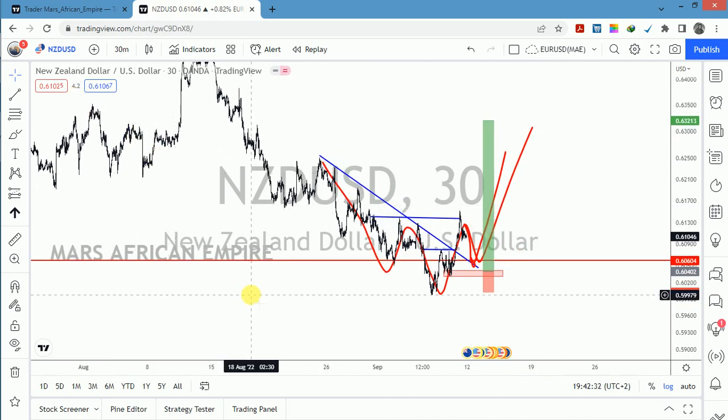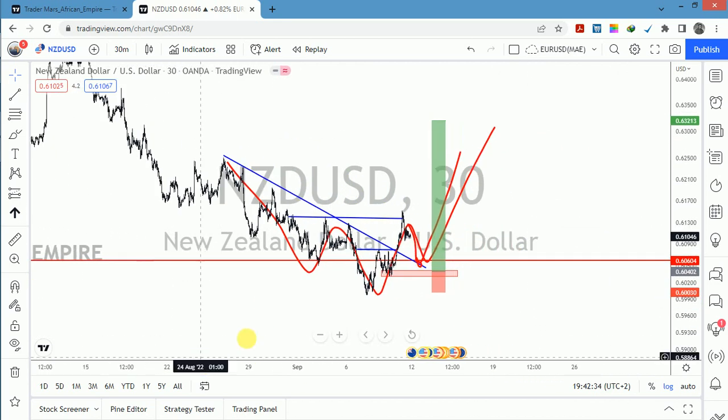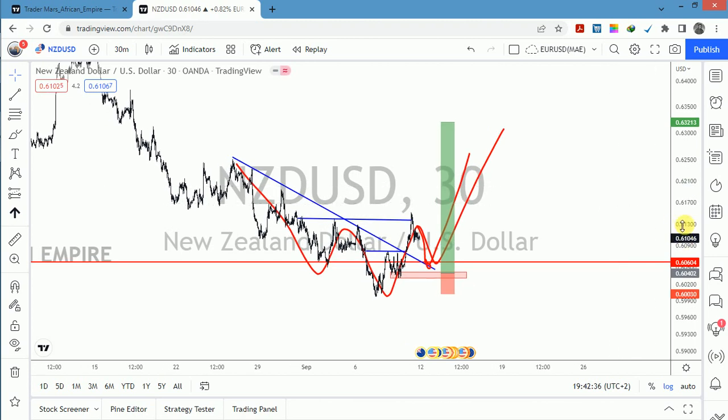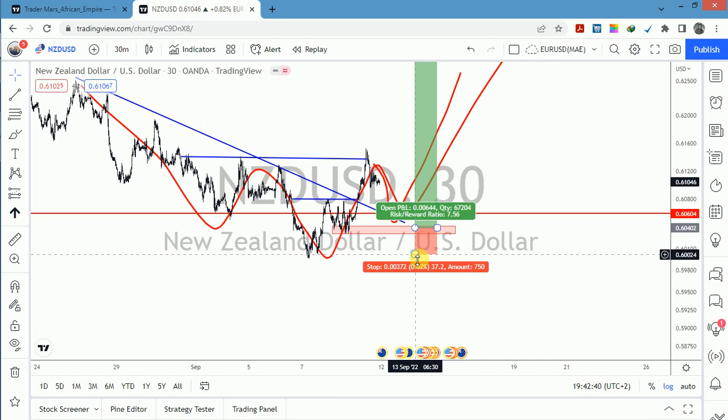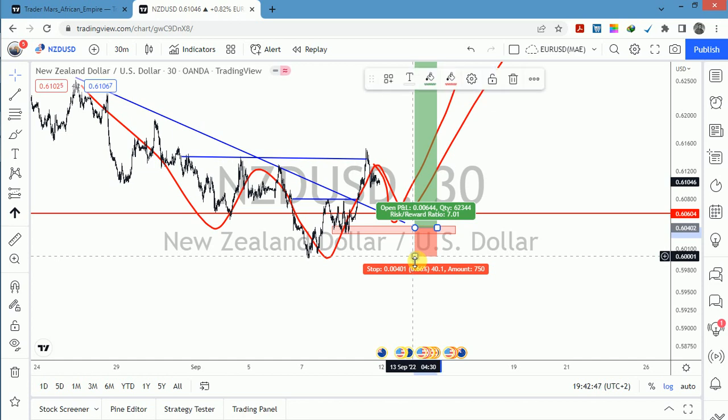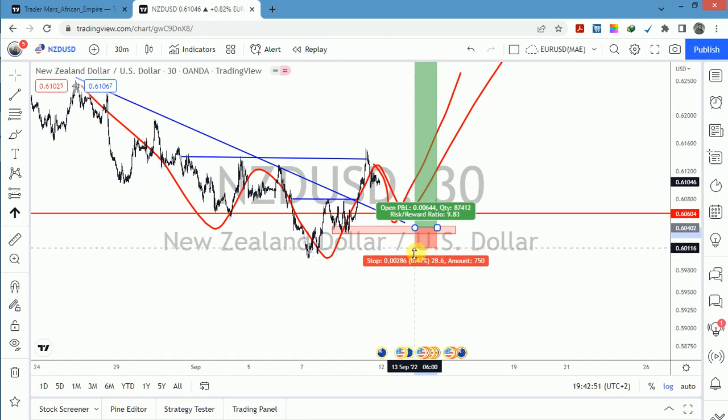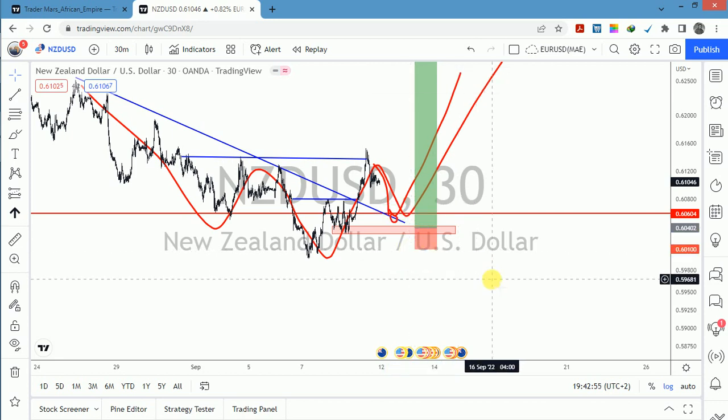So if I can get around 200 pips, then it means I can risk even more than 40. Is that too much? Yeah, for some of you guys that's going to be too much for you. Okay, so let's bring it to 30. Let's bring it to 30 pips.